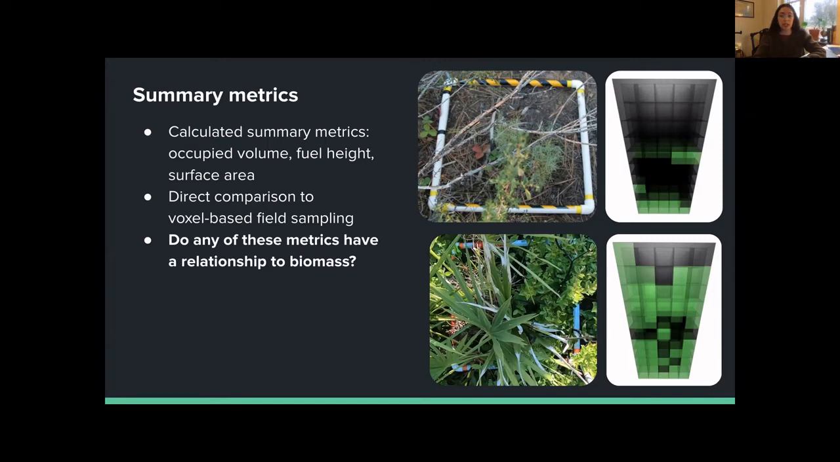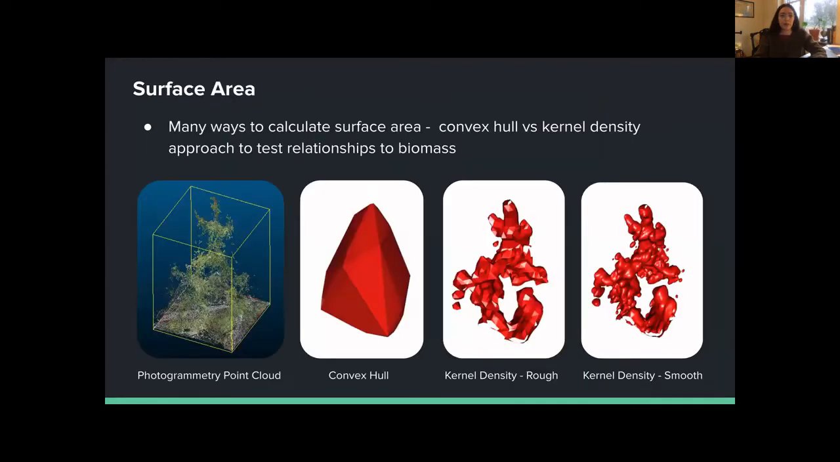The metrics we'll look at today are surface area, fuel height, and occupied volume of our photogrammetry plots. The first metric we explored to summarize our photogrammetry data was surface area.